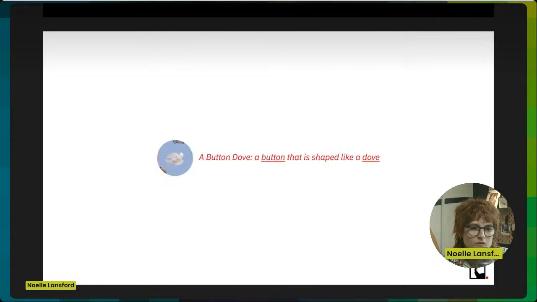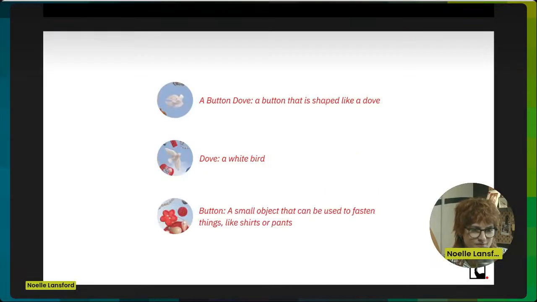So in order to understand our definition, and I promise this will relate to design systems, we're not just going to play I Spy all day, although I could. But to understand our definition of a button dove, we first need to understand what a button is and what a dove is, right? So here we go.